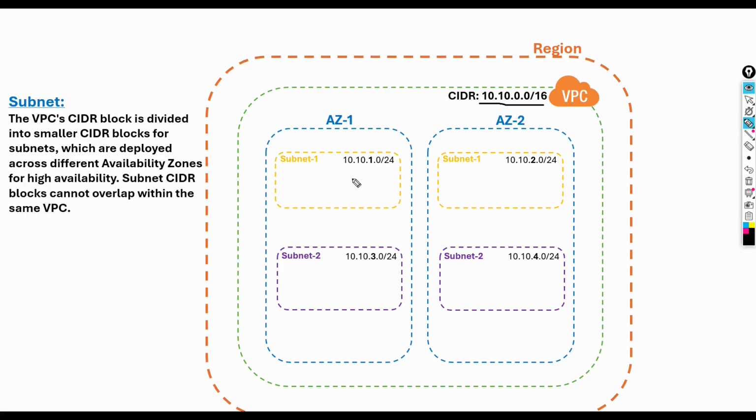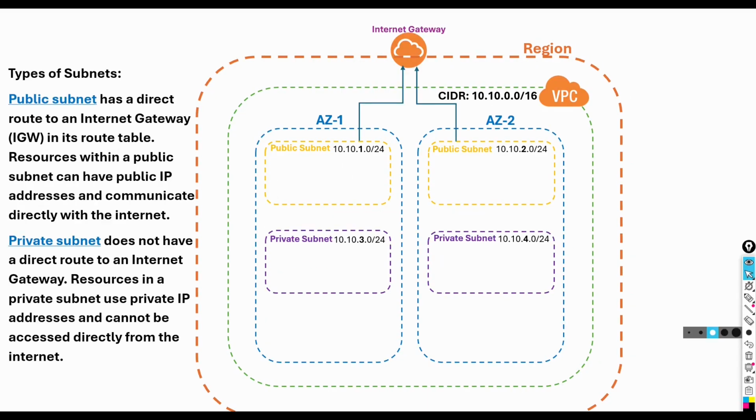So these subnets we can create and they are always from the CIDR block 10.10.0.0/16, and these subnets should not overlap. And while we are creating a subnet, it will not accept it if the subnets are overlapping. There are two types of subnets: public subnet and private subnet. A public subnet has a direct route to an internet gateway in its route table. Resources within a public subnet can have public IP addresses and communicate directly with the internet.